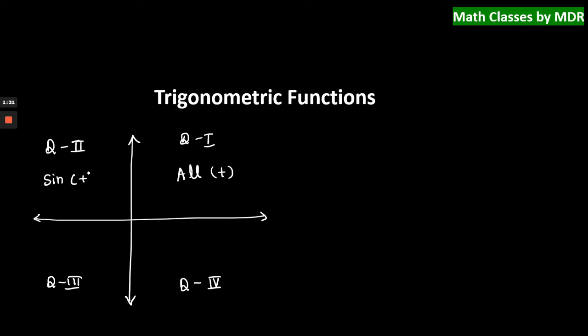If sine is positive, cosecant is also positive because cosecant is the reciprocal of sine. And in quadrant 3, tan is positive. If tan is positive, cot is also positive. And in quadrant 4, cos is positive. If cos is positive, secant is also positive. Right? So this is, with respect to the quadrants, the positive or negative values of trigonometric ratios.